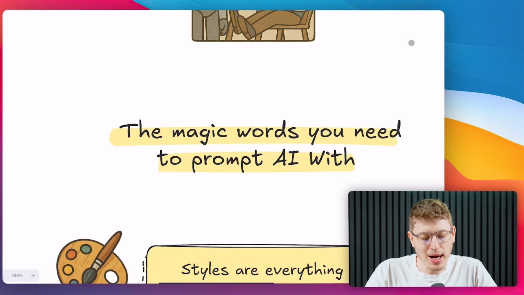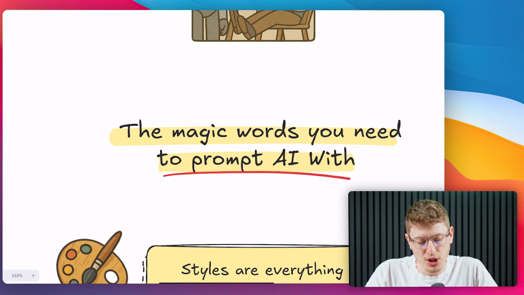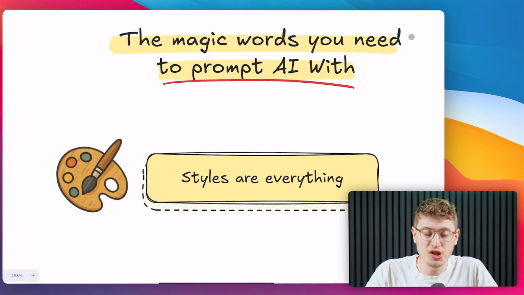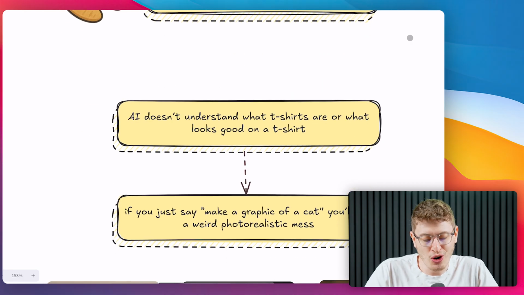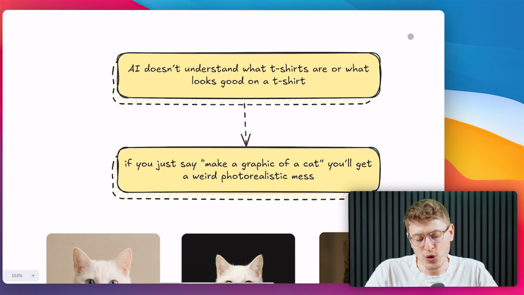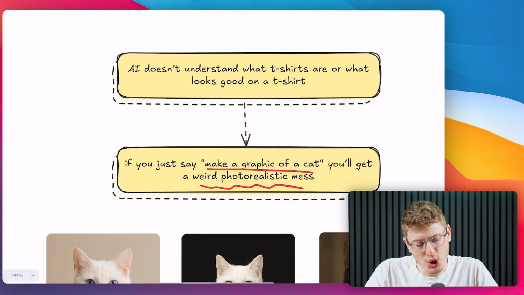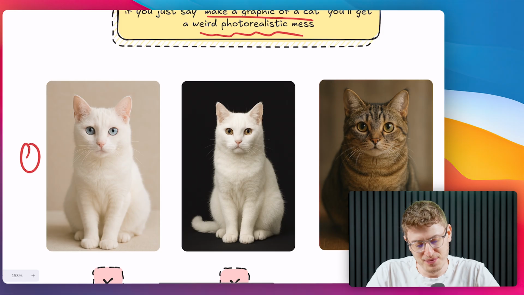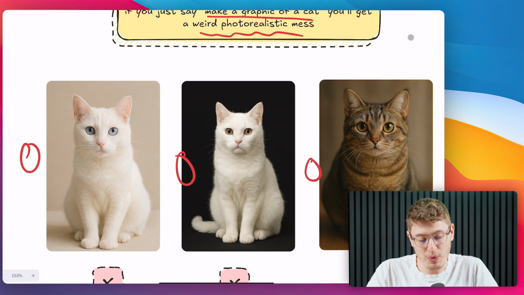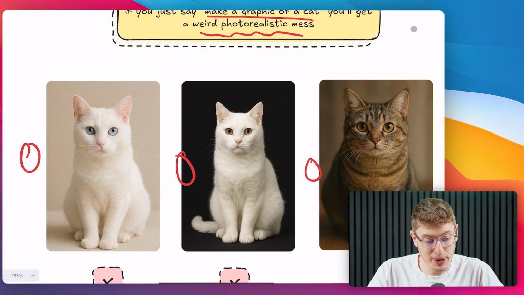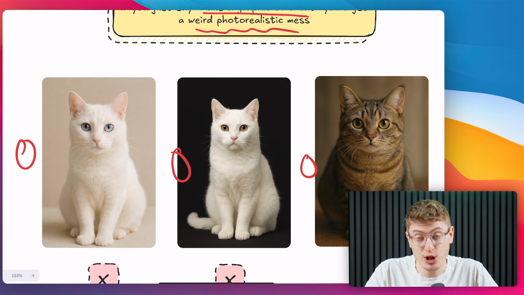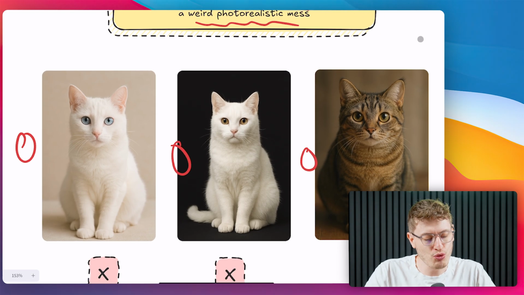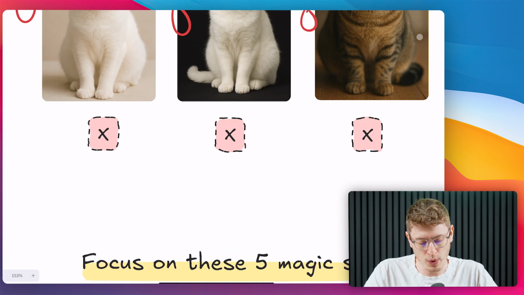So what are the magic words that you need to prompt with AI? So let's start with styles. Styles are everything. AI doesn't understand what t-shirts are or what looks good on a t-shirt. If you just say, make a graphic of a cat, you'll get these weird photorealistic pictures, right? Where, I'm not gonna lie, these are incredible pictures. I mean, look at the realism of this picture. This is absurd. It's incredible, right? But it is not the right thing for print on demand. It's not what we are looking for.